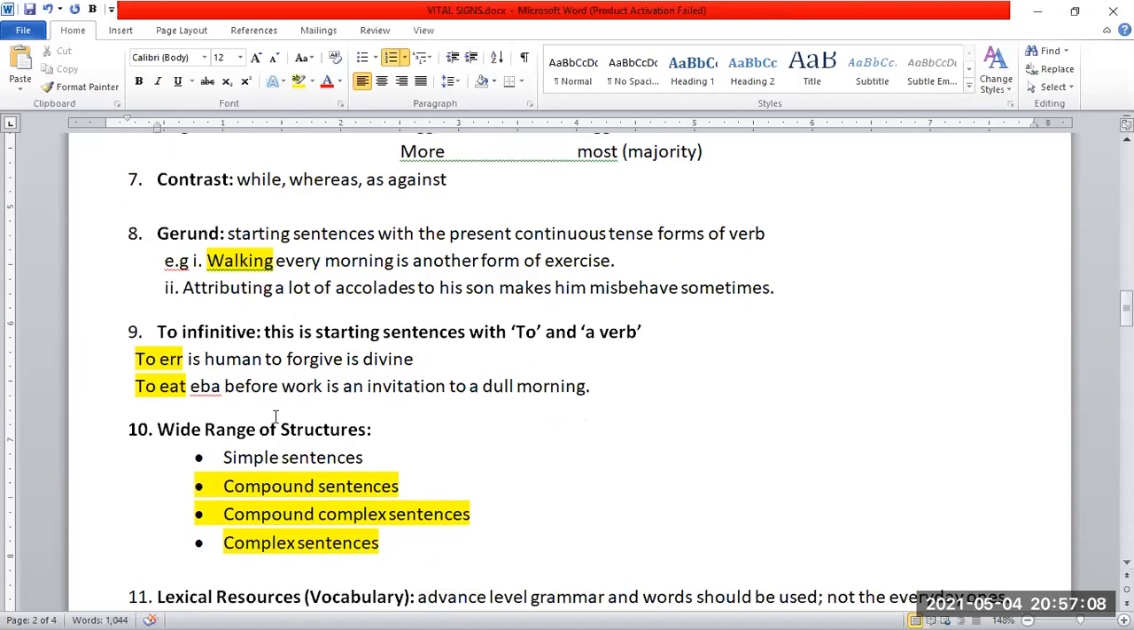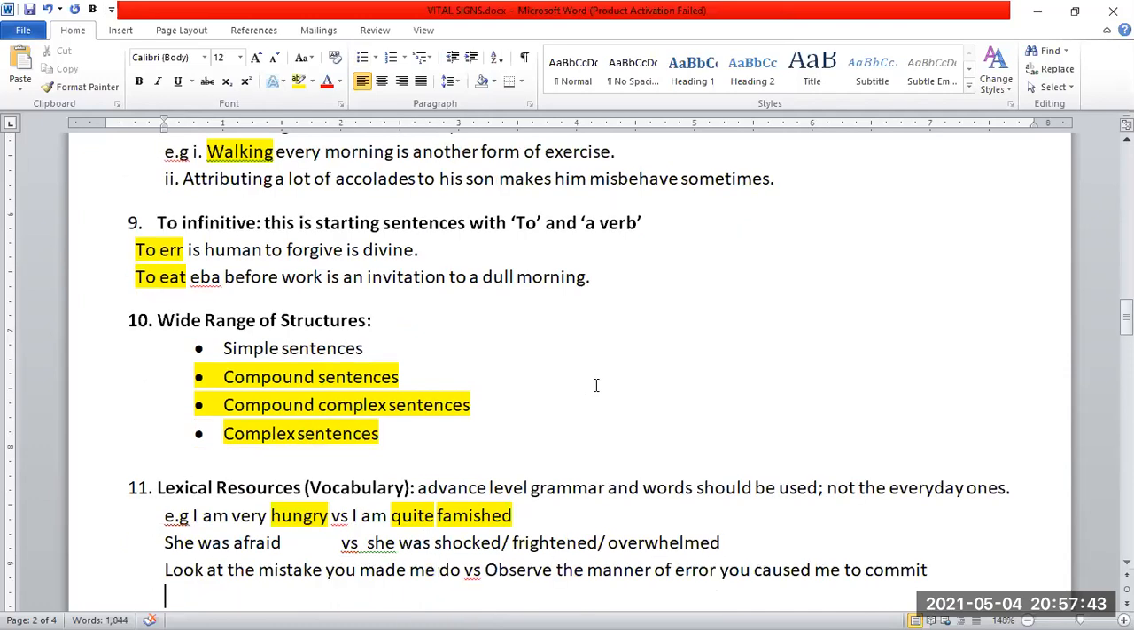Number 9, to infinitive. This is starting a sentence with to and a verb. So you have the typical cliche, to err is human, to forgive is divine. To and the verb err. To eat a bar before work is an invitation to a dull morning. So to and then the verb are all examples of to infinitive. Number 10, this is where we're going to stop.